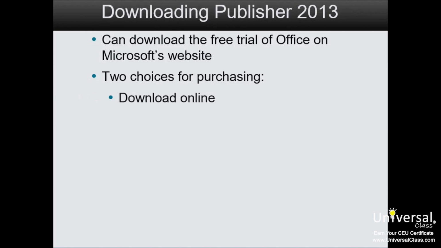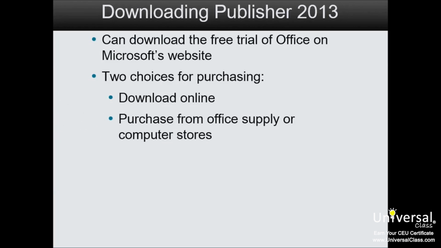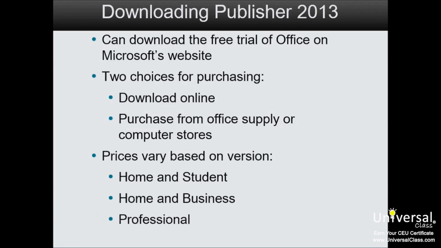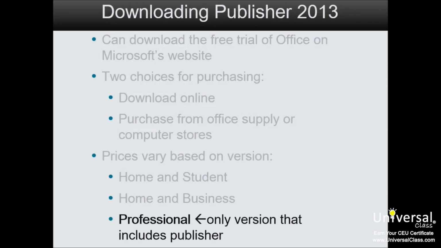As always, you can buy the software either online or from most office supply or computer stores. The prices to buy the software vary depending on what version you wish to purchase. There are 3 versions: Home and Student, Home and Business, and Professional. As with other versions of Office, it's a one-time charge and the software is yours to use as long as you wish. However, you must remember that Publisher is only available with the Professional version, so this is the version you must buy if you want to have access to Publisher.